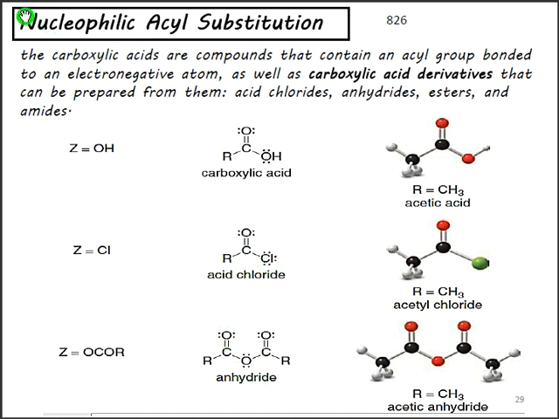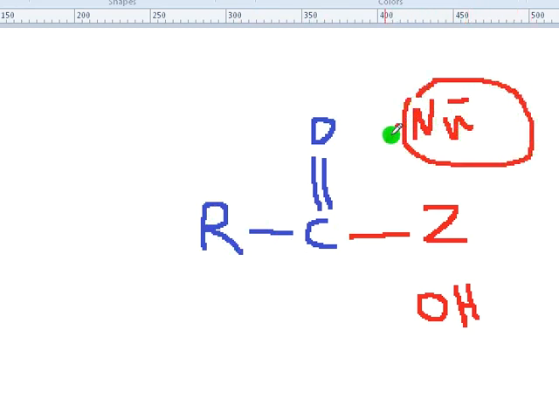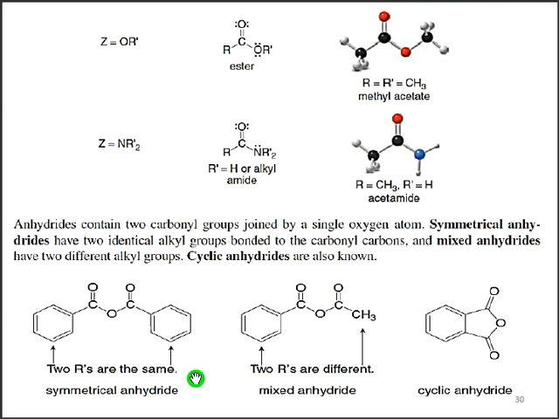Again, our subject is nucleophilic acyl substitution. That means we have here an acyl group, and you have a nucleophile, and we want to replace this Z group with the nucleophile. That means we have a new nucleophile that will be substituted on the acyl group and remove the Z group.